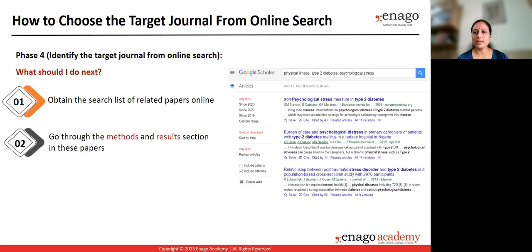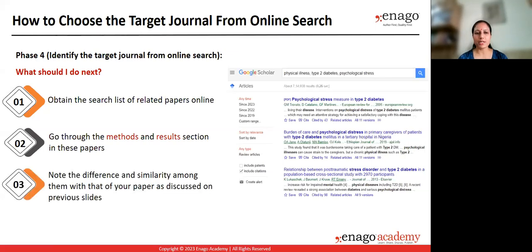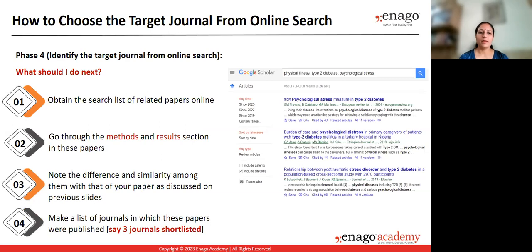Once we have obtained this list, we shall go through all the steps that we have now understood in phase 2. Please go through the methods and results section in these papers. Note the difference and similarity among them with that of your paper, as discussed in our previous slides. Make a list of the journals in which these papers were published. Say, at this stage, we have shortlisted 3 journals from this search attempt.